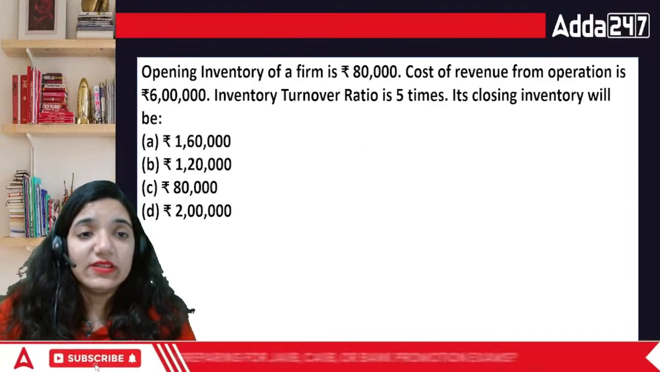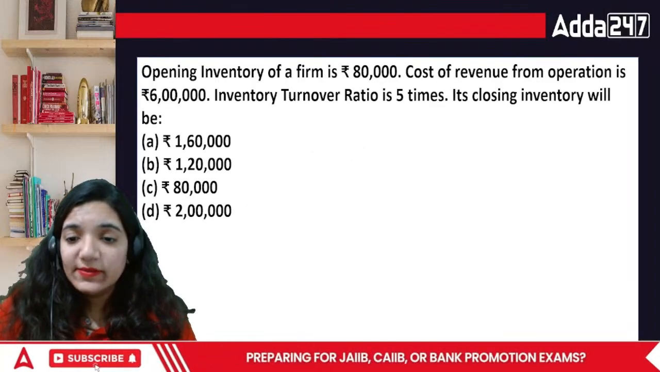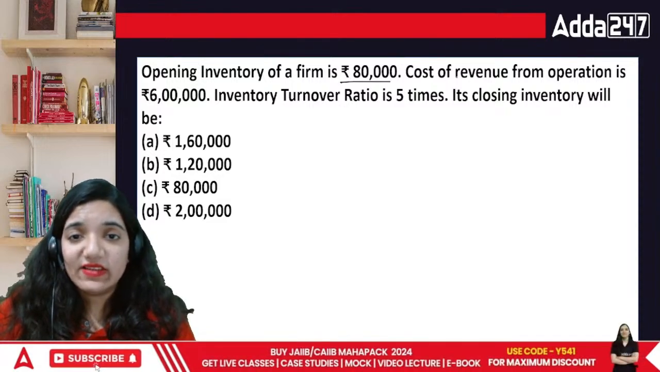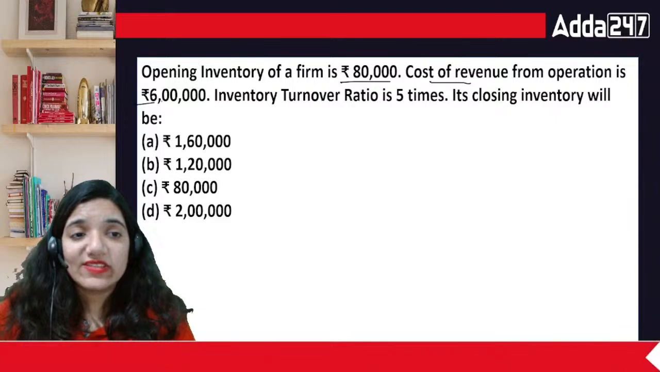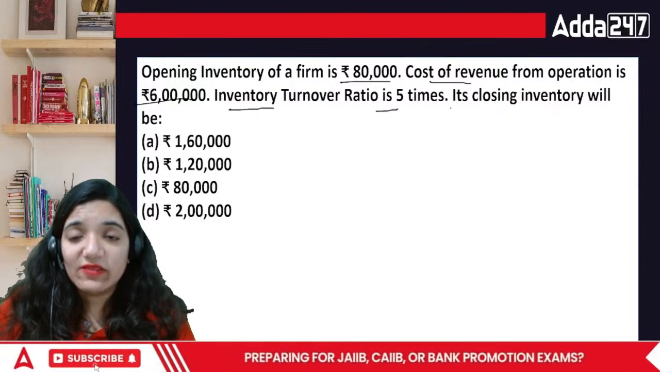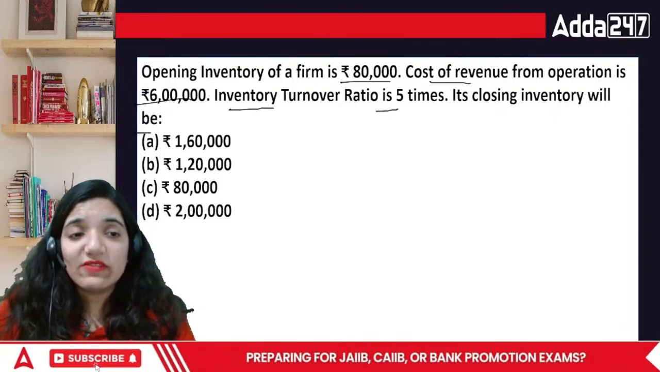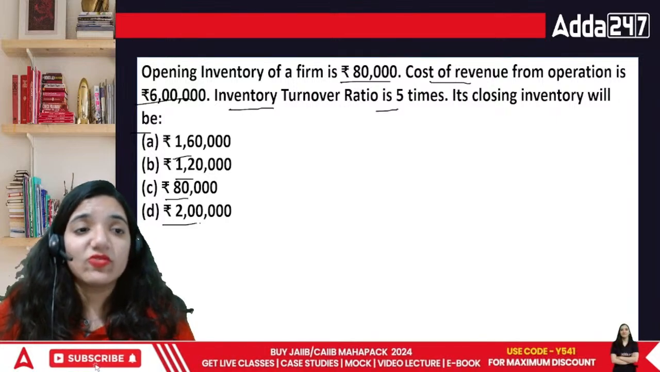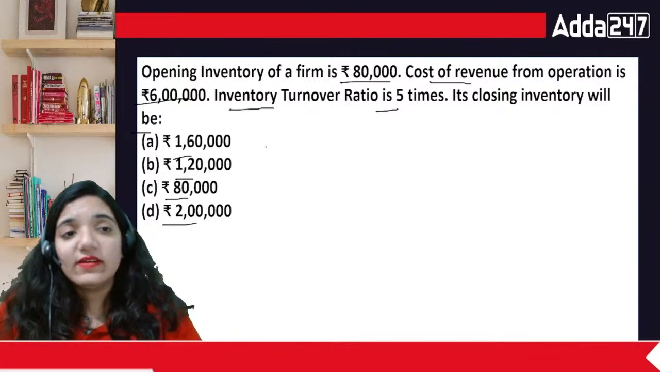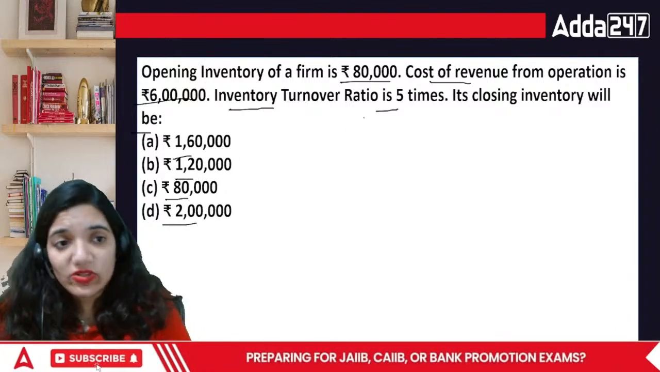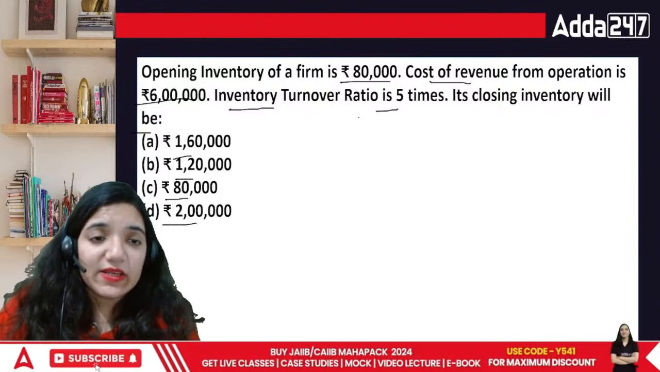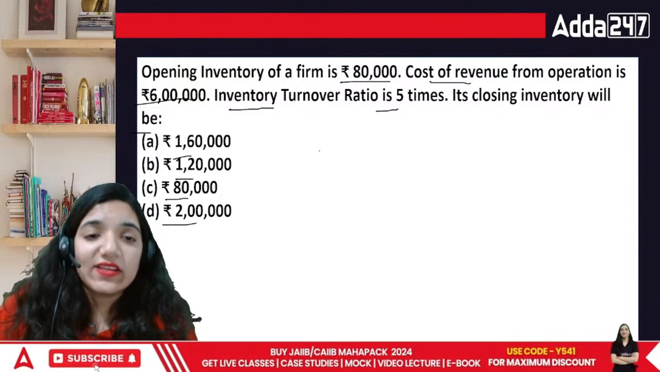Then here comes the next question. The question says opening inventory of a firm is 80,000, cost of revenue from operations is 6 lakh, ITR is 5 times. Its closing inventory will be 1 lakh 60, 1 lakh 20, 80 and 2 lakh. Opening inventory is given, cost of revenue from operations is also given, but they haven't given that part. Okay, let's try this question.